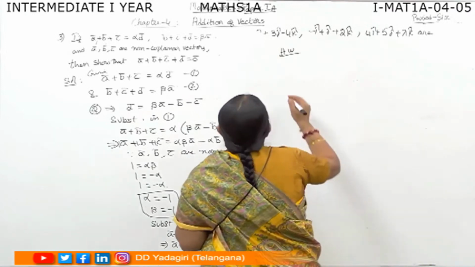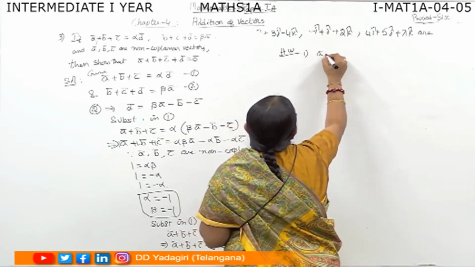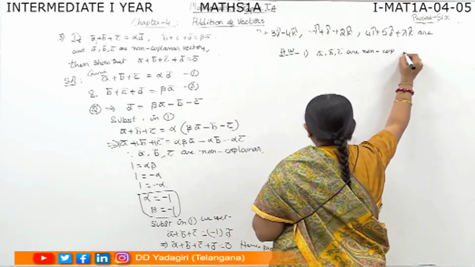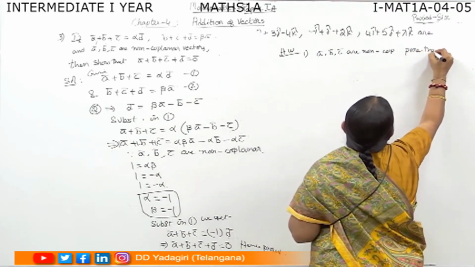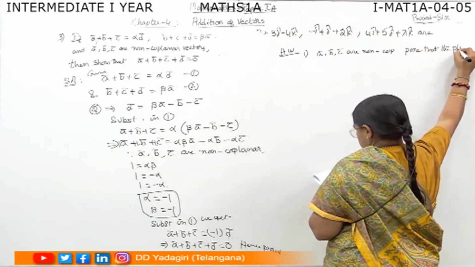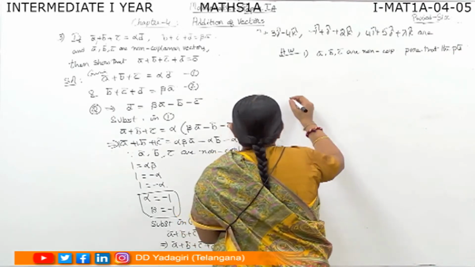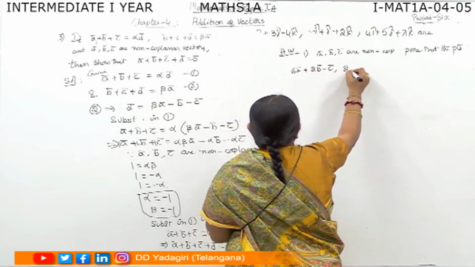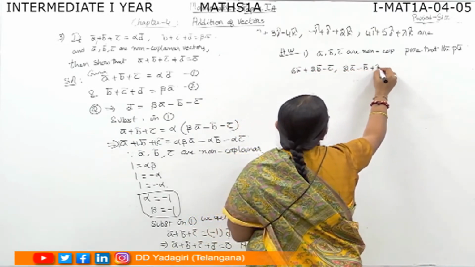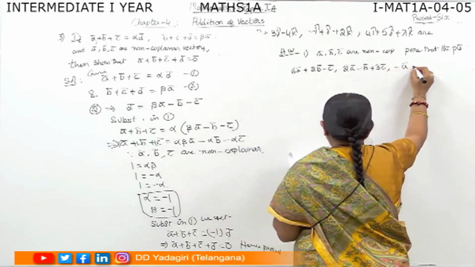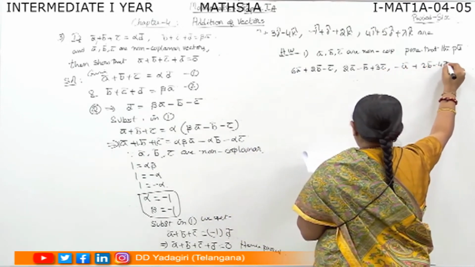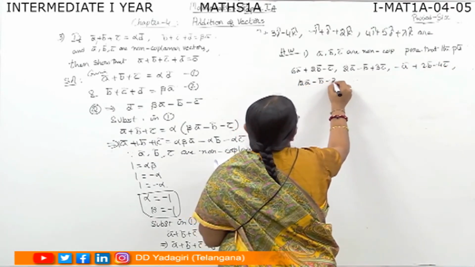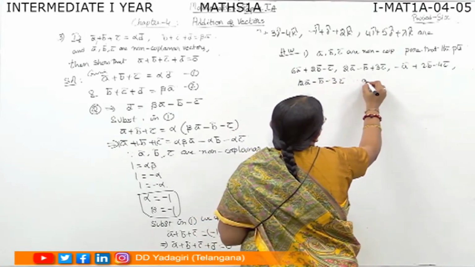The first problem: A, B, C are non-coplanar. Prove that the points, 4 points are given: 6A plus 2B minus C, and then 2A minus B plus 3C, and then minus A plus 2B minus 4C, then 12A minus B minus 3C. So show that the 4 points are coplanar.